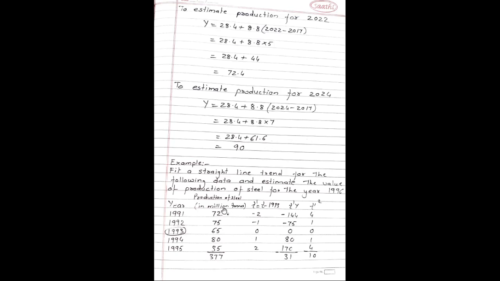So 72 plus 75 plus 65 plus 80 plus 85. Total becomes 377. Minus 144 minus 75 plus 0 plus 80 plus 170. Total becomes 31. 4 plus 1 plus 0 plus 1 plus 4. Total becomes 10.